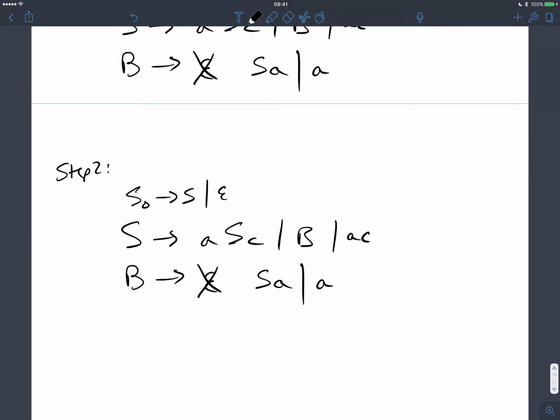Well, what formally should I do? I should make a directed graph and have the edges of the directed graph be all of the unit rules. Is it incorrect if we do not show the directed graph on the board? No. Like in this case, it actually turns out to be a DAG, because S0 goes to S and S goes to B and B goes nowhere. So formally, I should do this.